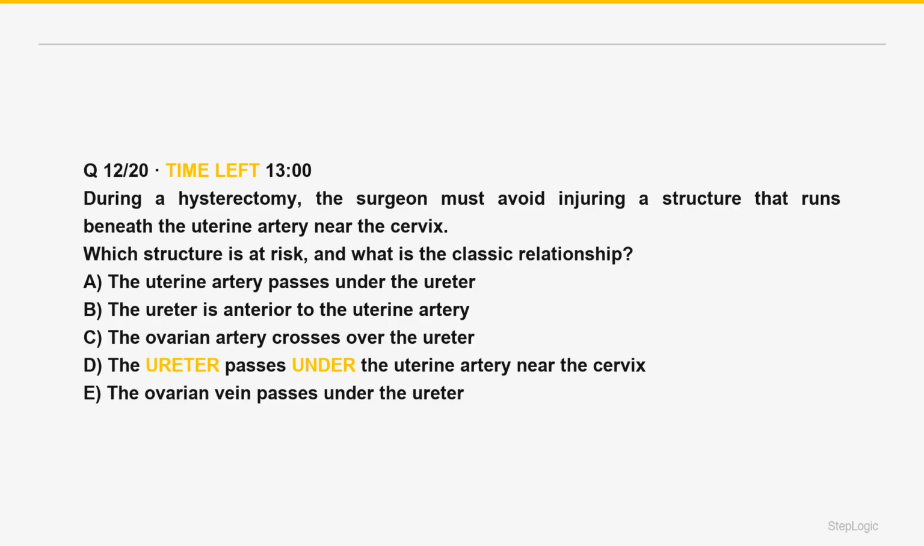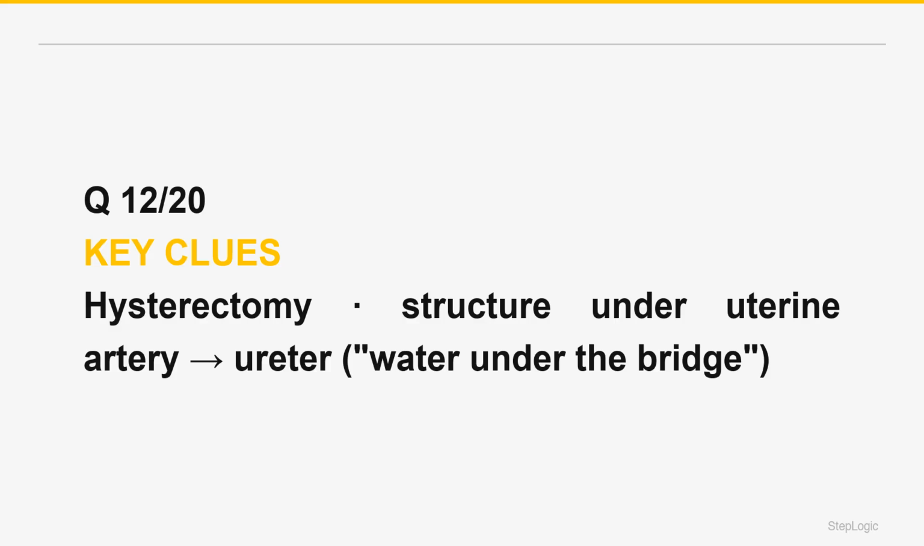Which structure is at risk, and what is the classic relationship? During a hysterectomy, the surgeon must avoid injuring a structure that runs beneath the uterine artery near the cervix. Read the command: which structure is at risk and the relationship. Ureter passes under the uterine artery near the cervix, water under the bridge, at risk in hysterectomy.